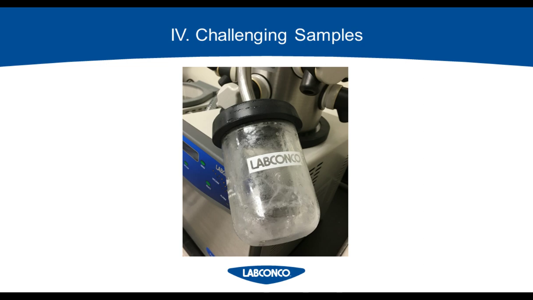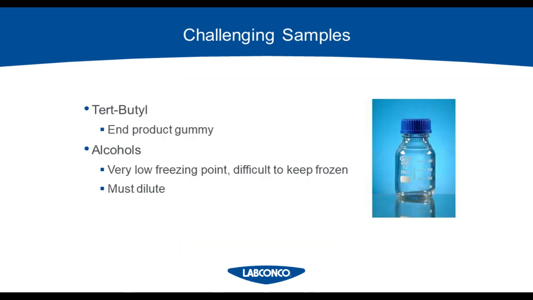There are many challenging samples that are difficult to be freeze-dried. One would be tert butyl alcohol. The end product is not going to be a powder. It will come out more of a gummy mass at the bottom of the flask. This is very normal, and other samples may turn out like this as well.